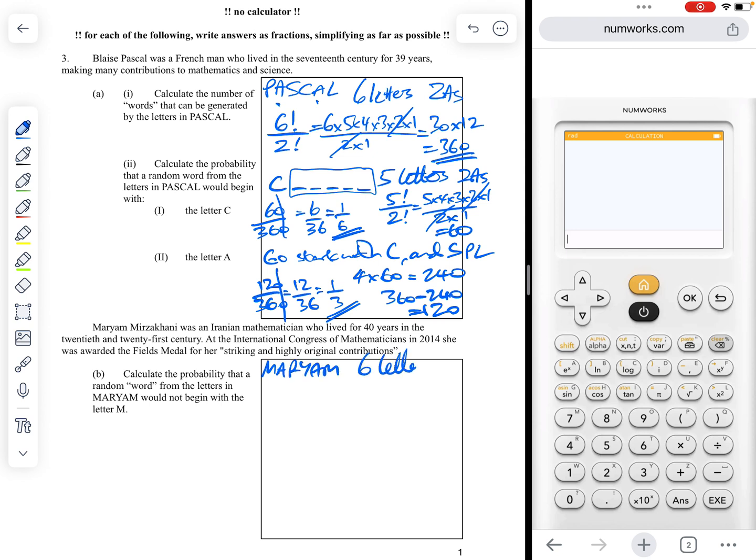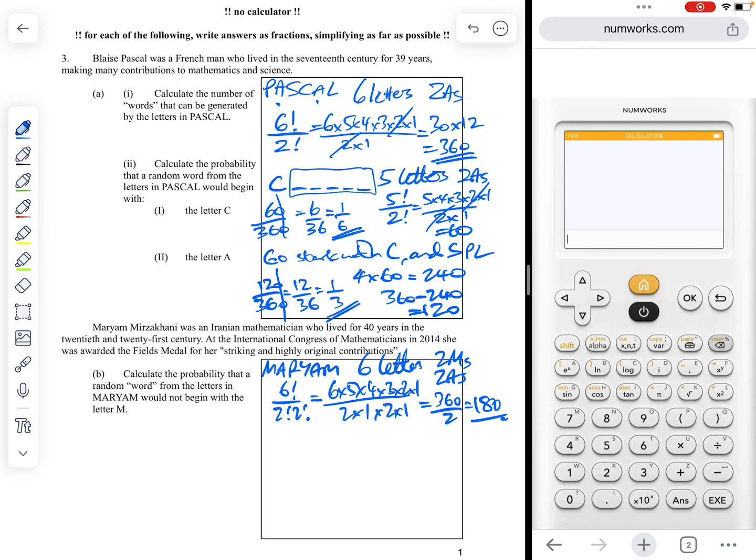So, first off, M-A-R-I-A-M, it's 6 letters, but there are 2 M's and 2 A's. So, that means we would have 6 factorial over 2 factorial, 2 factorial, which is 6 times 5 times 4 times 3 times 2 times 1 over 2 times 1, and 2 times 1. So what we could do is the answer from above was 360, but we have to divide by an extra 2, 180 is the number of words.